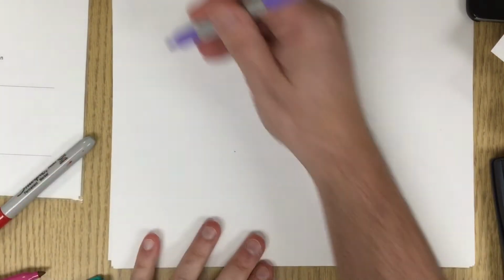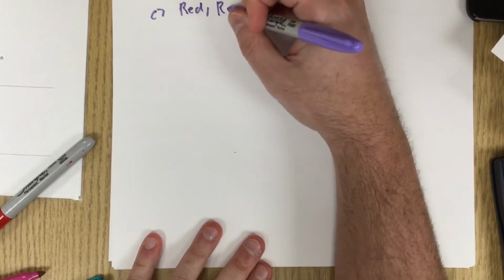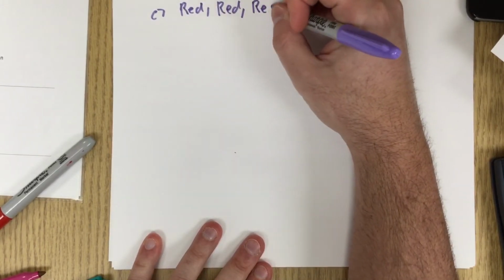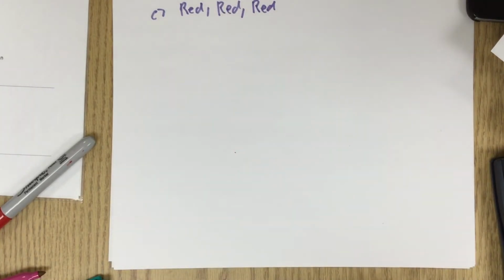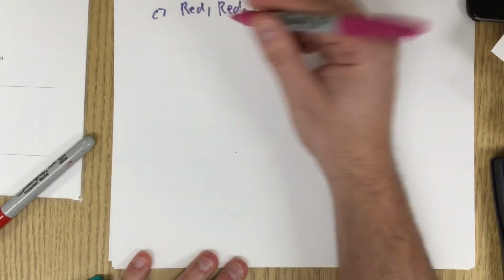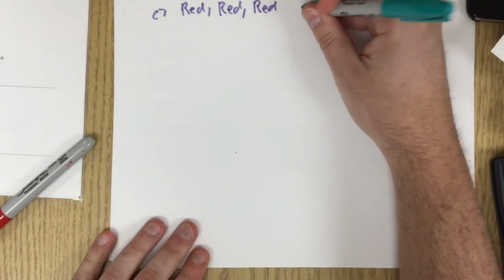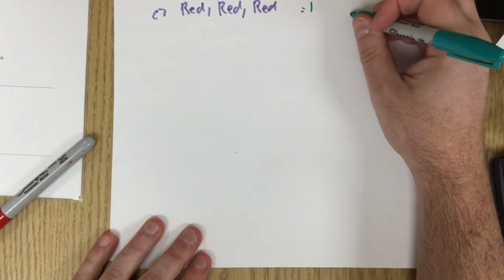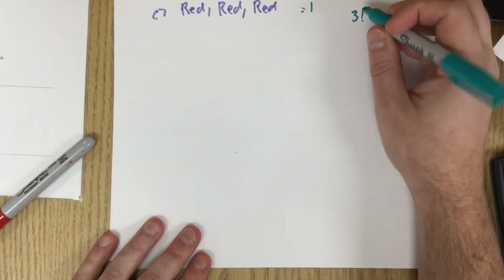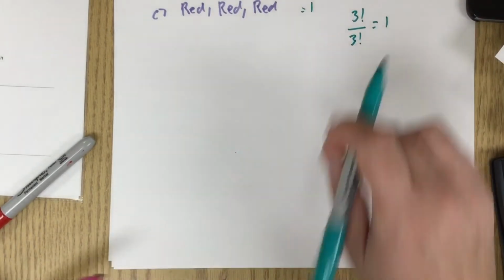Okay, C. Red, red, red. Well, that's a little bit lame, but it's just going to be 1. We're going to come back to it another time, but there's really only one way to have 3 red marbles, and the answer to that is just 1. I'm going to point out, just to show that it's the same thing as 3 factorial divided by 3 factorial, which is 1. But we'll see why in a bit.